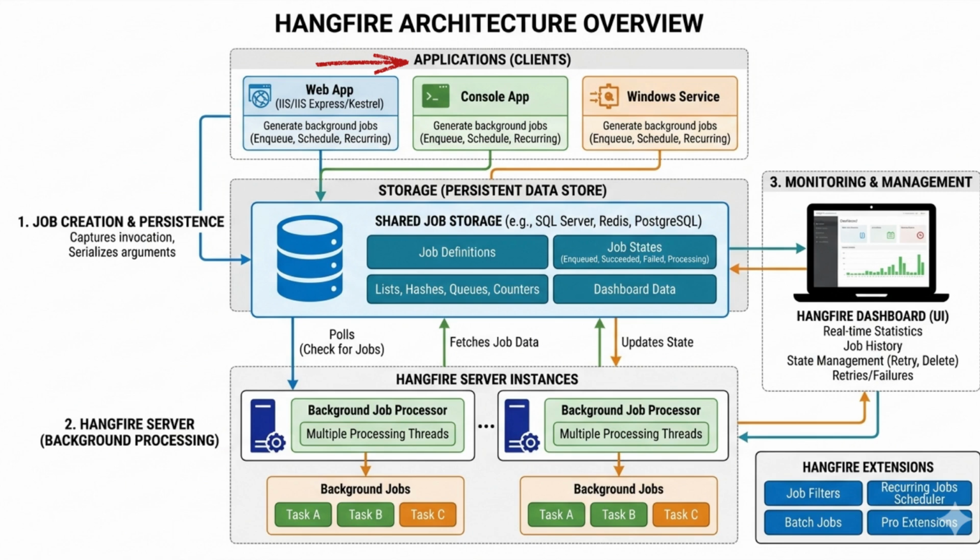The client is a piece of code within your application that initiates a background job when you call a Hangfire method such as BackgroundJob.Enqueue, BackgroundJob.Schedule, or RecurringJob.AddOrUpdate. So we have three steps: first, capture and serialization. It captures the method's expression and its arguments, then serializes this information, usually into JSON format.